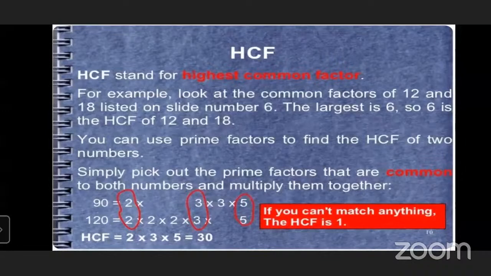Now calculate it, and you will get your HCF. So the HCF of 90 and 120 is 30. It means 30 is the highest number in which 90 and 120 both come, right? So 30 is the one number in which both 90 and 120 come. It means the highest common factor of 90 and 120 is 30.